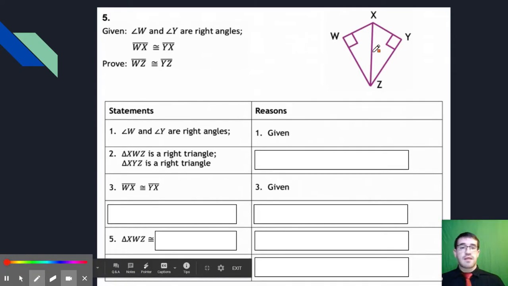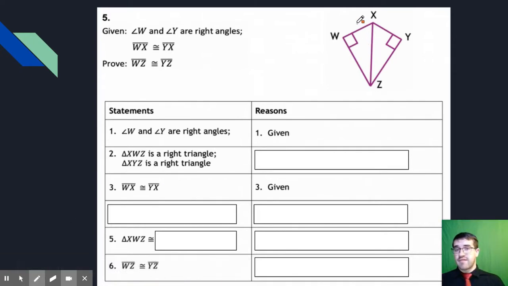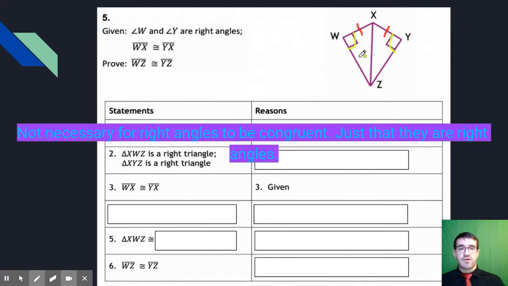So the first thing that we want to do whenever we are given that kind of information is we want to make our tick marks. So there's our tick marks to show our segment congruence, and here are our arcs showing angle congruence. And what we want to prove is that WZ is congruent to segment YZ.